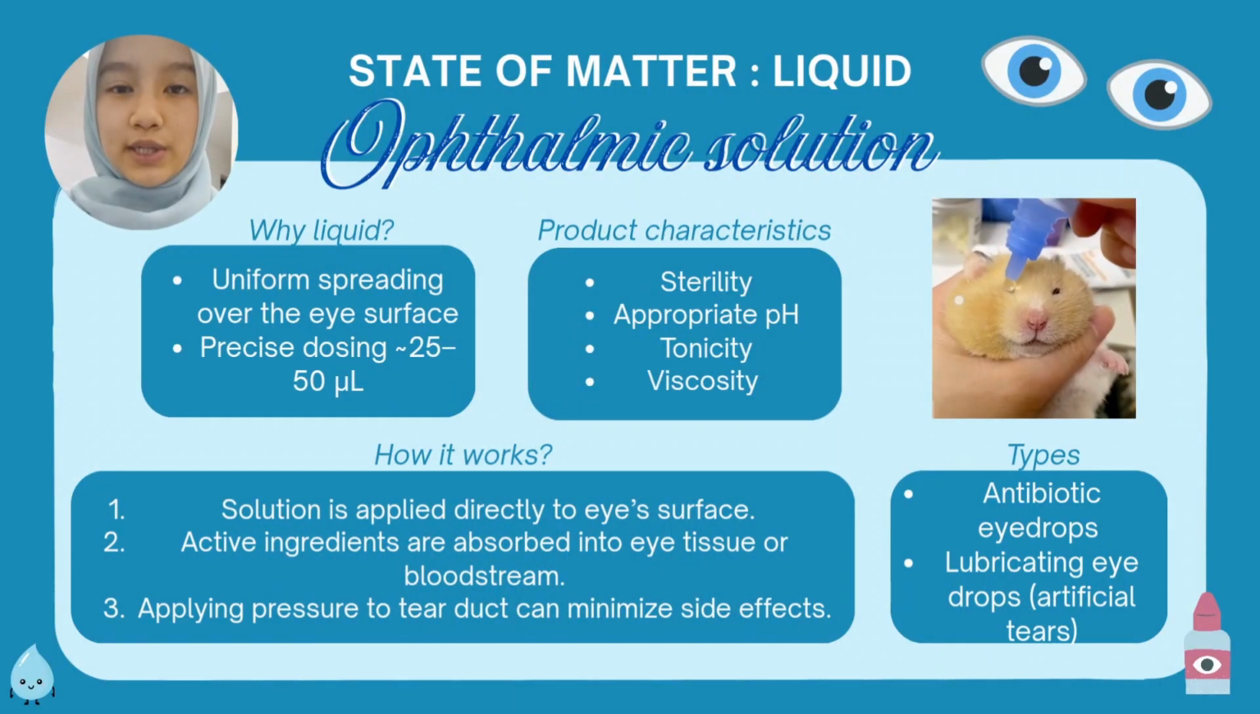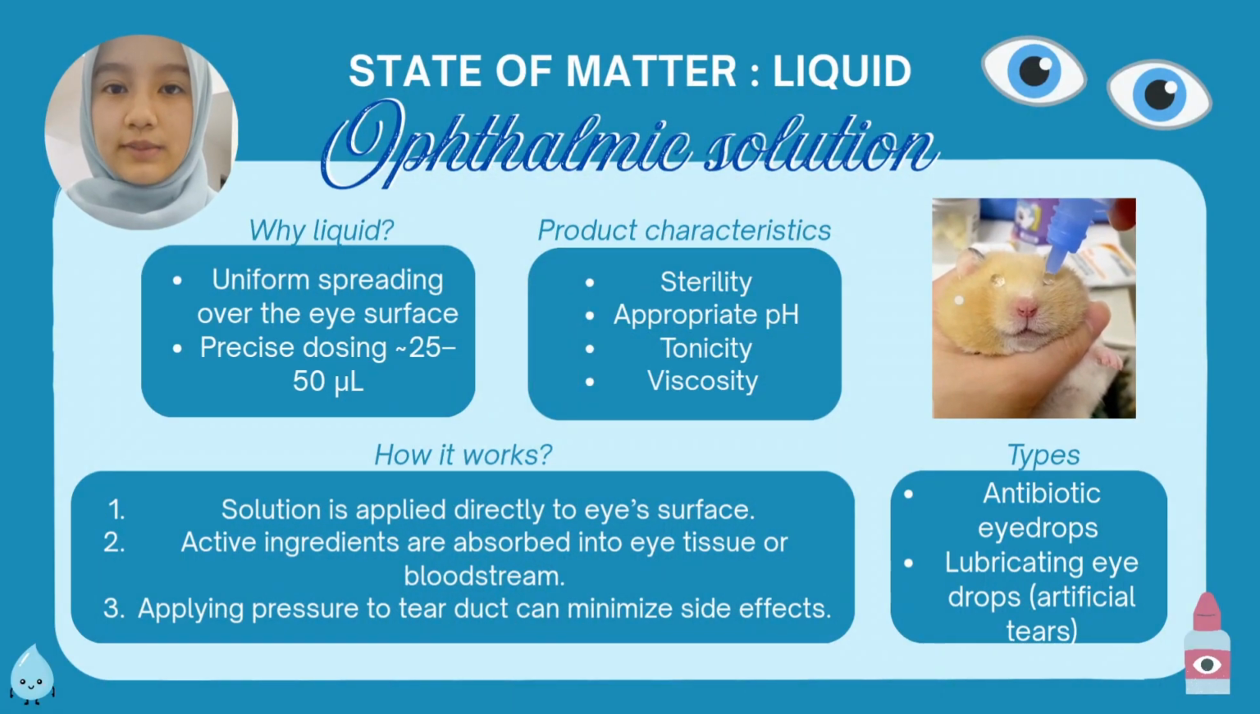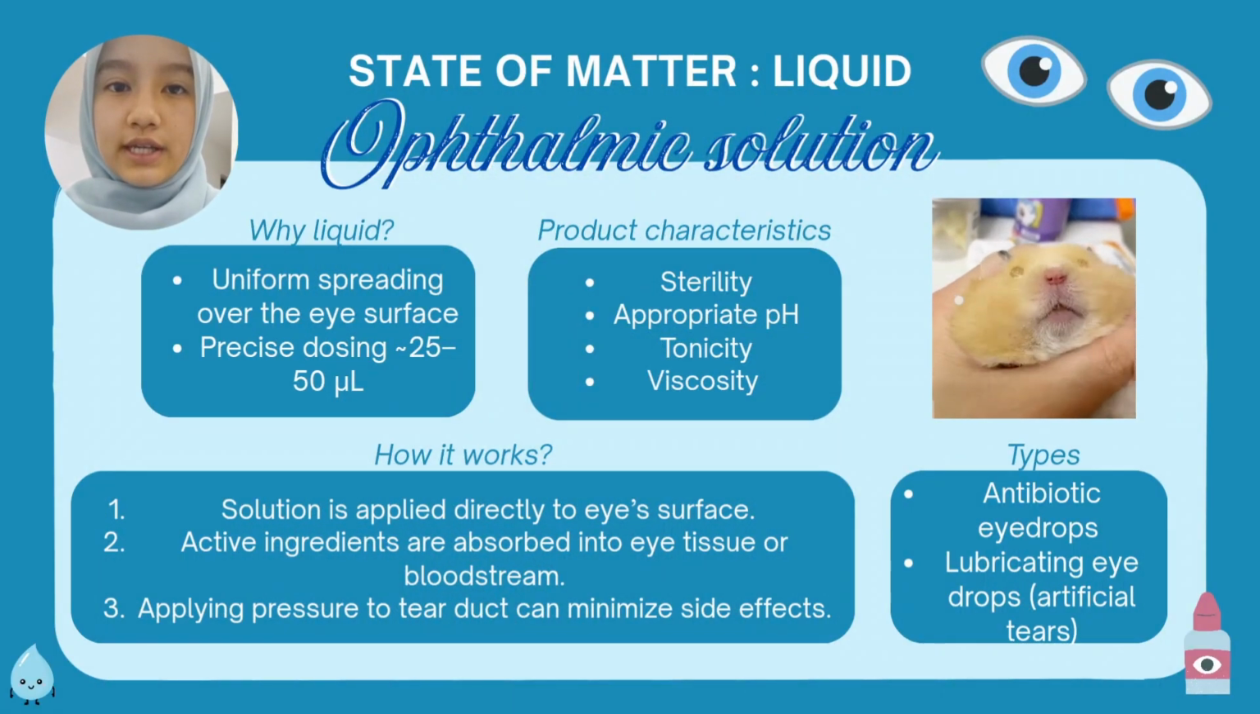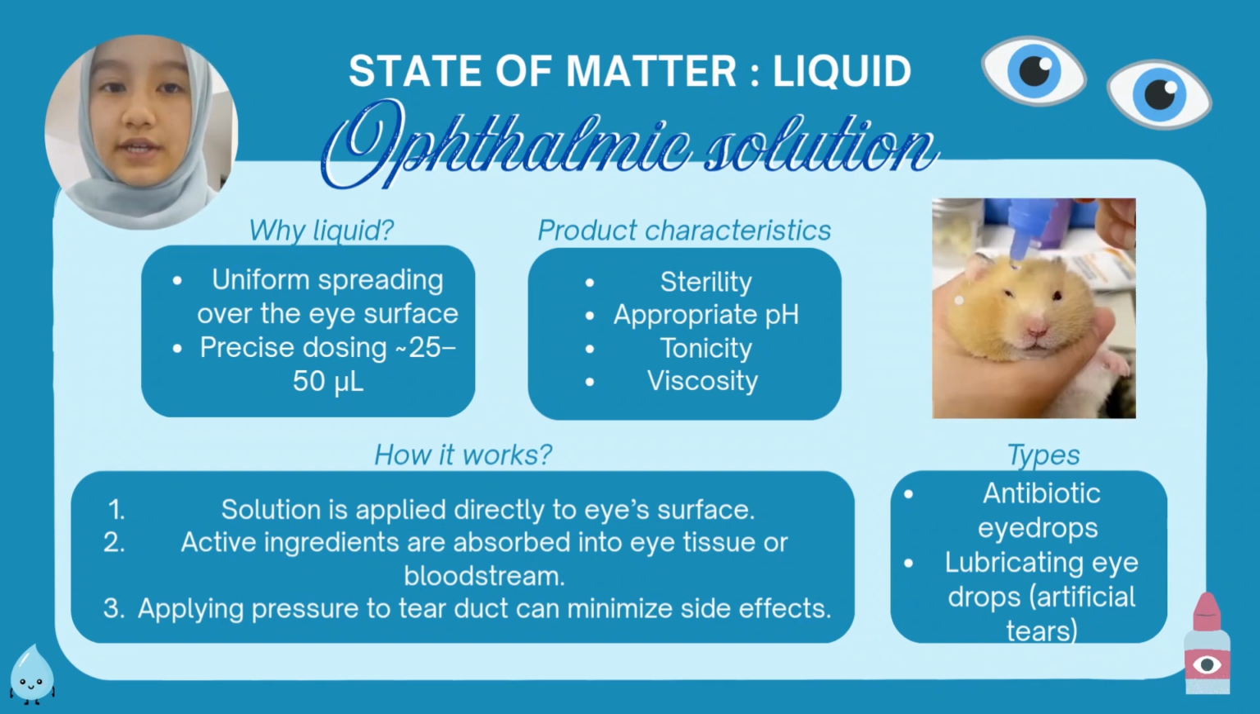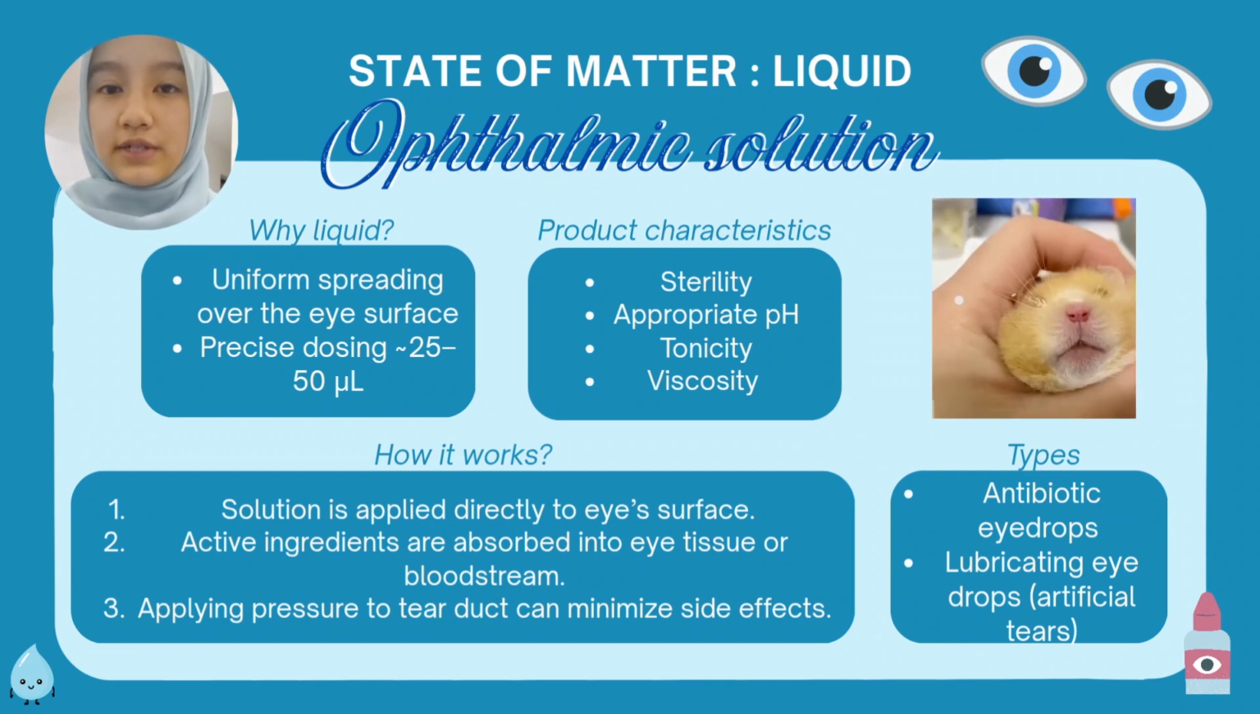Next, I will explain to you the state of matter, liquid, and ophthalmic solution. So why do we choose liquid and ophthalmic solution? It is because it gives uniform spreading over the eye surface and precise dosing, which is 25 to 50 microliters per drop.